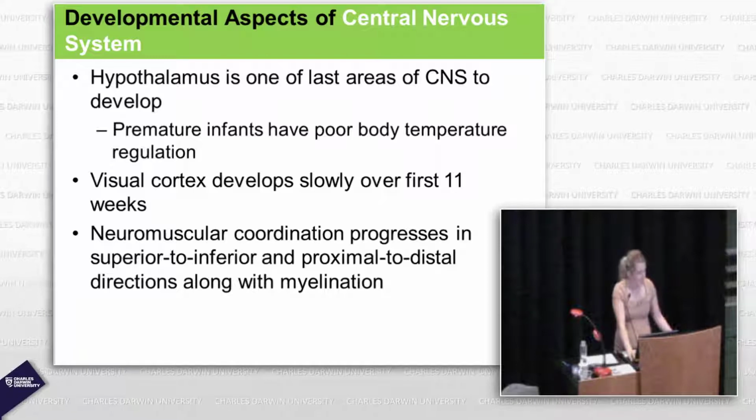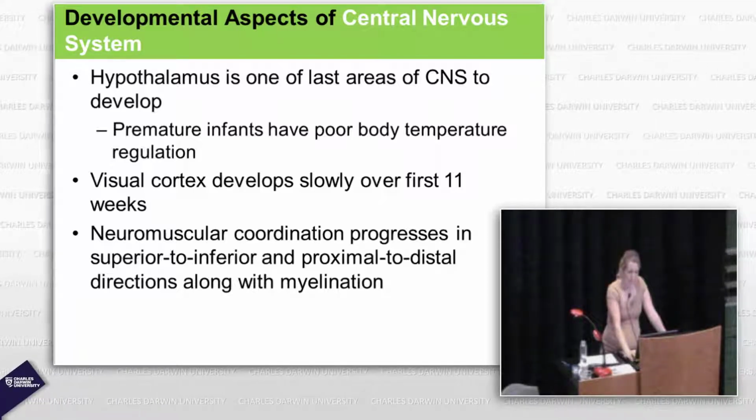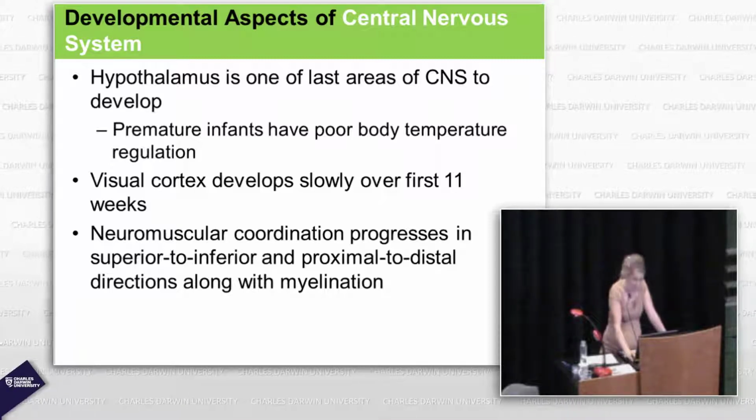And the visual cortex develops slowly over the first 11 weeks. Is that after birth or before? After.